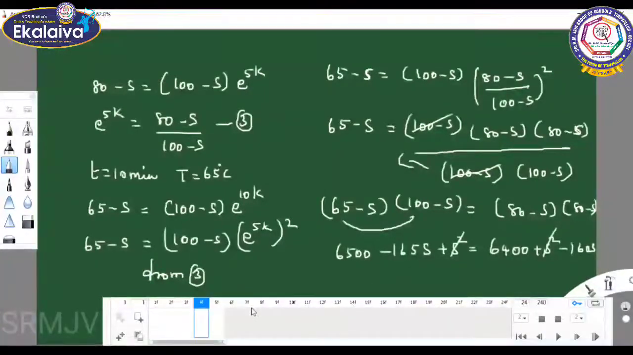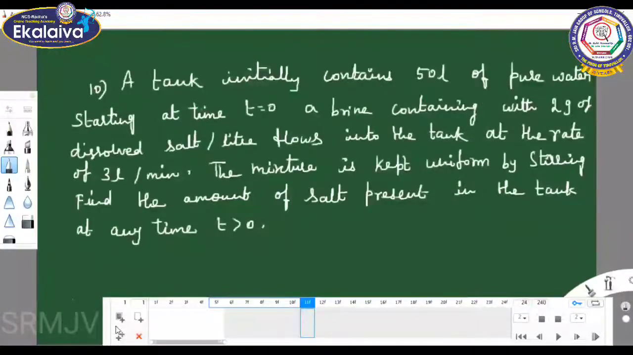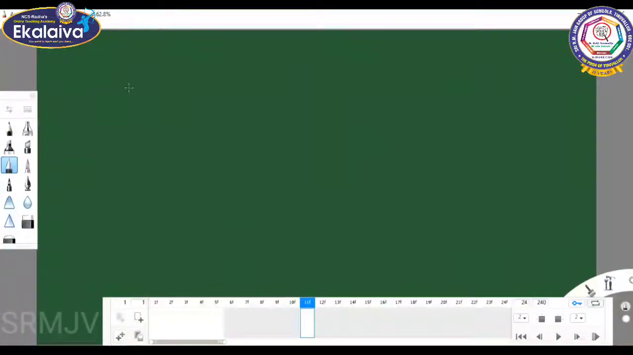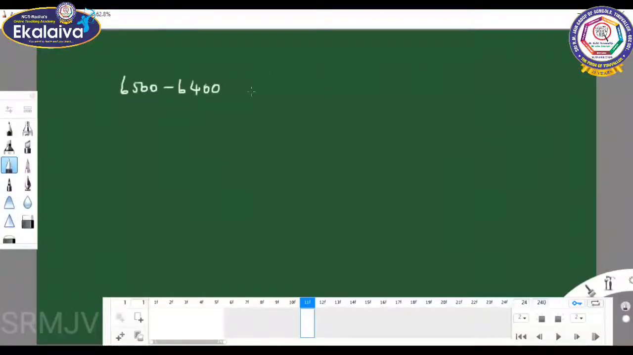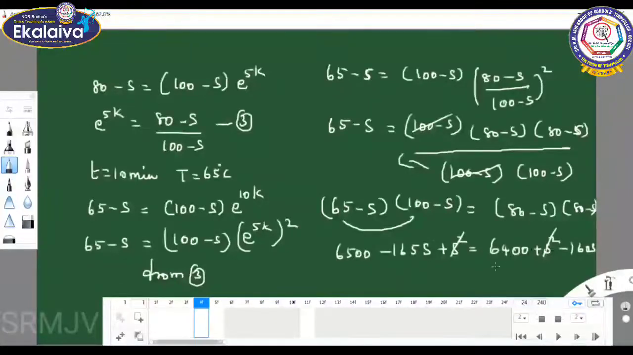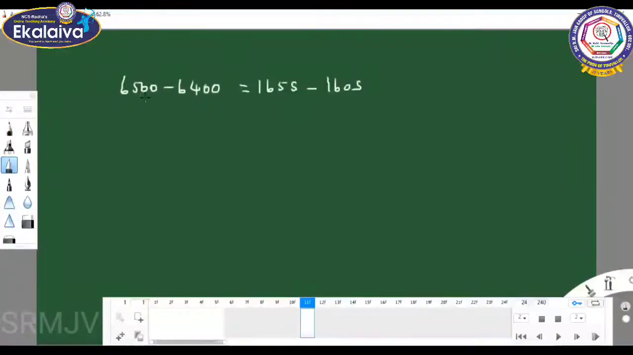So what is the value for this? S square get cancelled. See here, 6,500 minus 6,400, 6,500 minus 6,400 equal to 165 s minus 160 s. 165 s, you can bring it to the right hand side. 165 s minus 160 s. What is the value for this?